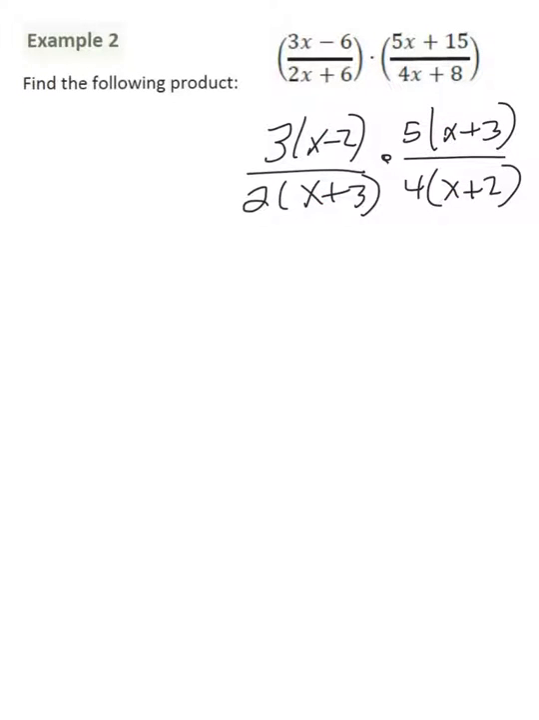So let's see what cancels here. Obviously, the x plus 3's cancel. The x minus 2's cancel, okay? And do I have any other numbers? No, the 3 in the top there does not cancel with either the 2 or the 4, nor does the 5. So when all is said and done, multiply these top 2 back. So 3 times 5 gives me 15. And in the bottom, 2 times 4 is 8.